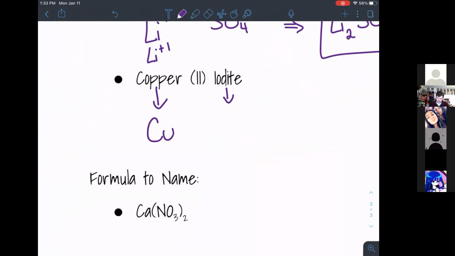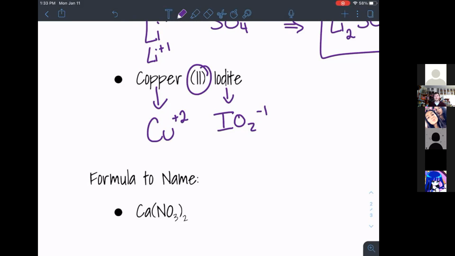IO2 with a -1 charge, perfect. Last but not least, can you guys tell me what the charge on copper is going to be? A +2. It's a +2 charge. Where do we get that +2 from? The Roman numeral. The Roman numeral tells us there are 2 valence electrons that it's going to be willing to lose. And so that gives us a +2 charge.